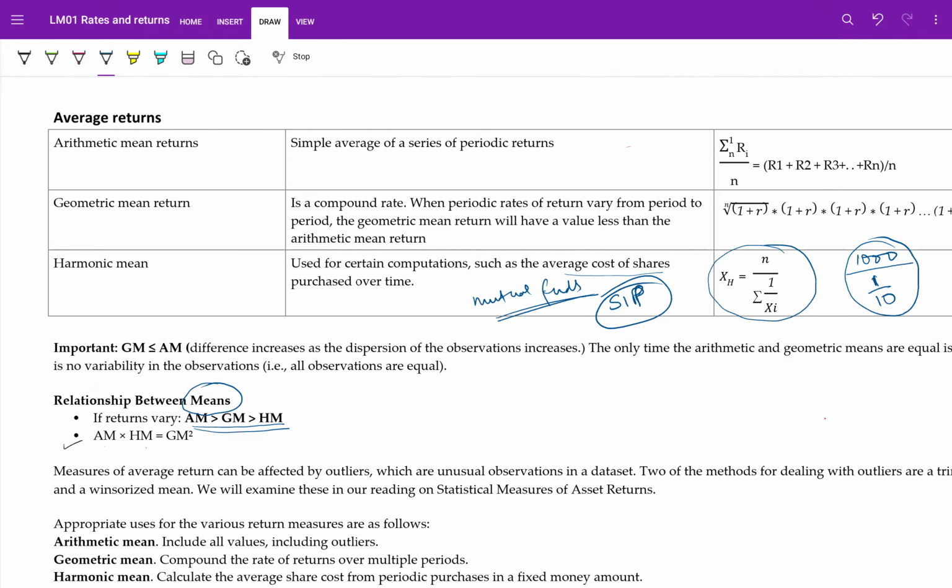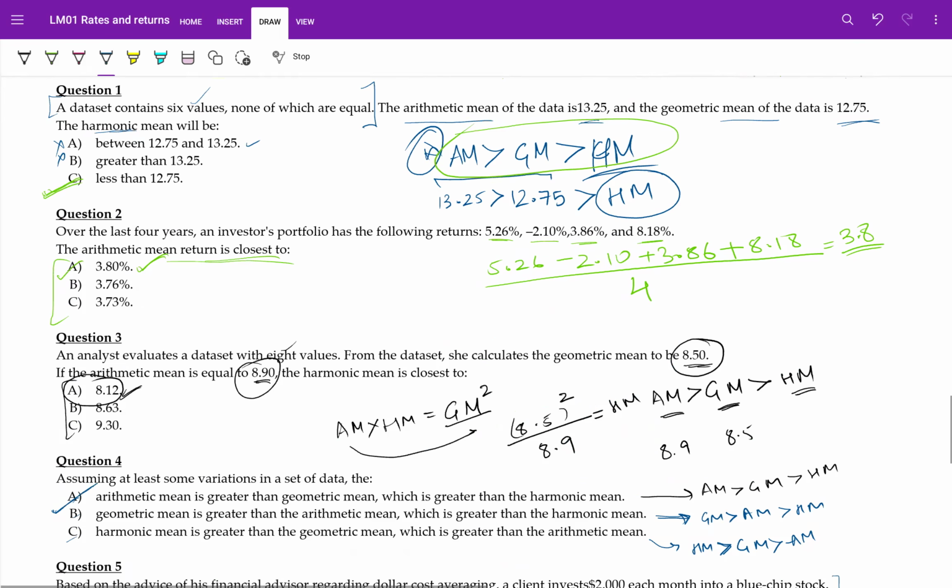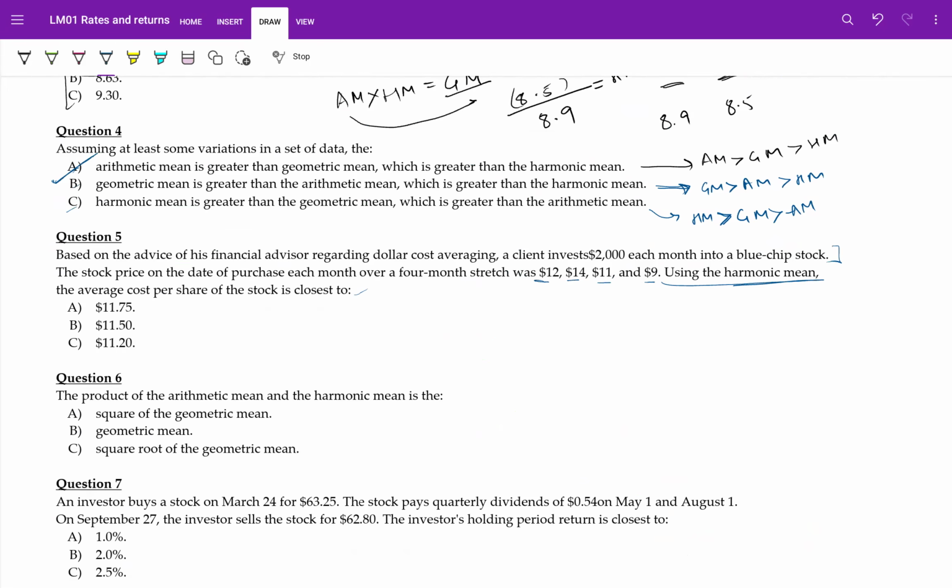So this is what the formula is representing. Now let's get back to our question. Rather than using the calculator first, let's draw a rough framework before we use our calculator. Each month they are investing into a blue chip company at the stock price on the date of purchase each month. So this is monthly data, not annual data, over 4 months. So over 4 months, this is the average pricing.